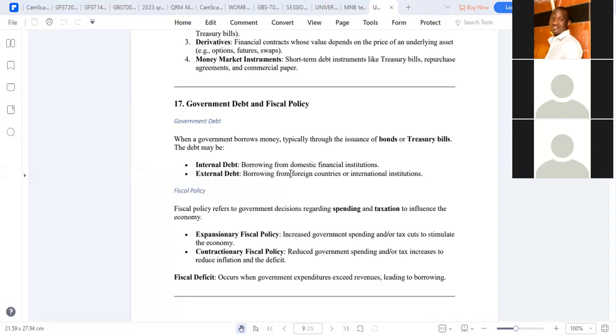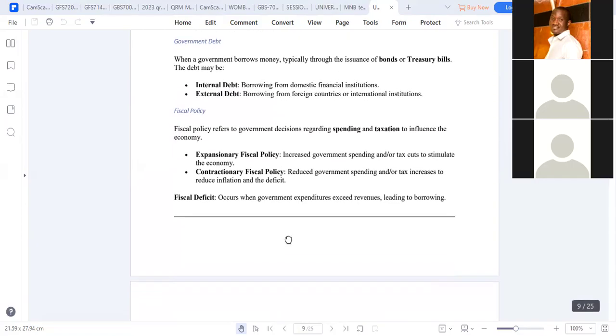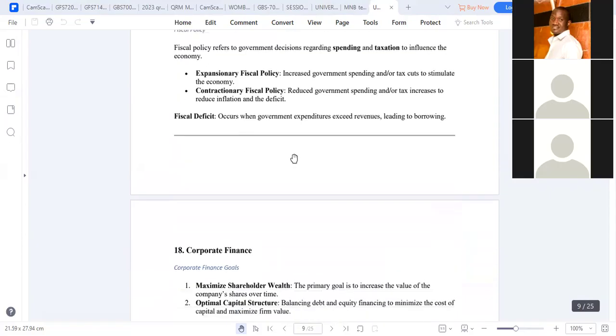They also use fiscal policy, which is a way in which government makes decisions about spending and taxation to influence the economy. So they use an expansionary policy where government increases spending or tax cuts to stimulate the economy, and contractionary fiscal policy, which government uses to govern spending and taxes by reducing what? Which reduces inflation. So we have what is called a fiscal deficit, which occurs when government expenditures exceed revenues.